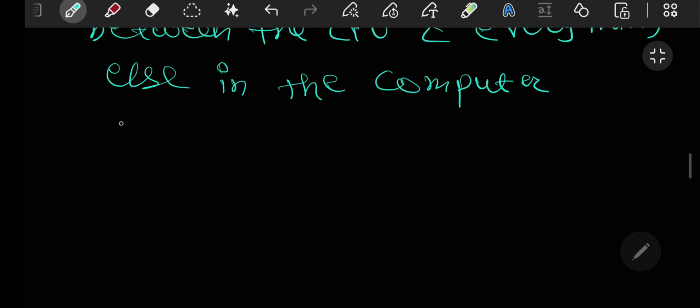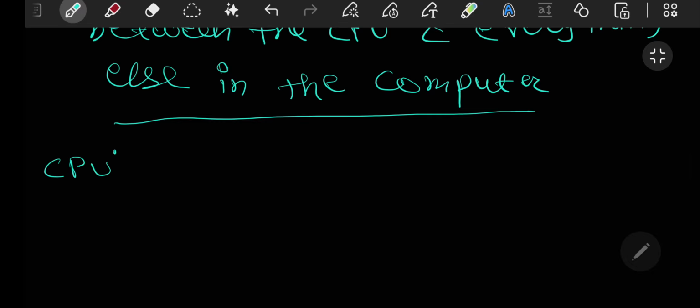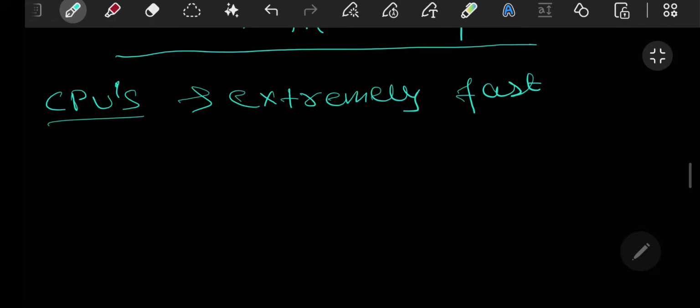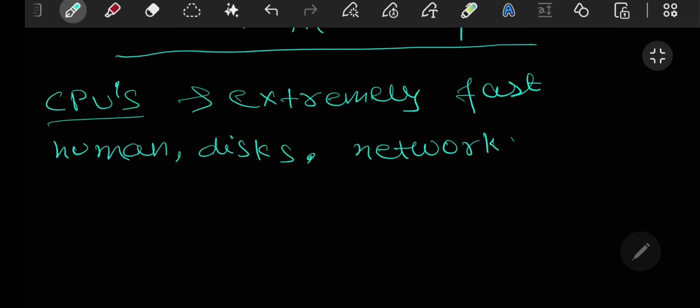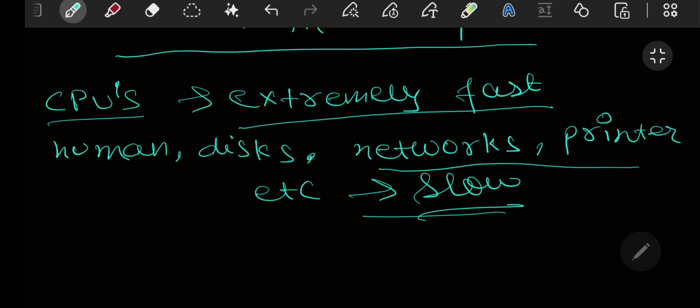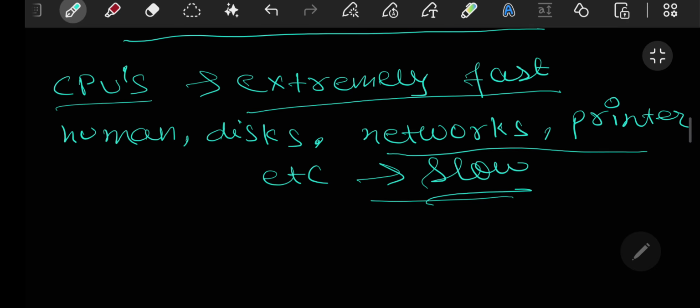So basically, CPUs in our computer are extremely fast, and everything else in our computer is slow. For example, we humans are slow, and disks are slow. Networks and external devices like printers are slow. These are slow devices, and the CPU is extremely fast. I will tell you how fast the CPU is in comparison to everything else, like slow devices such as us, disks, networks, printers, or external devices.